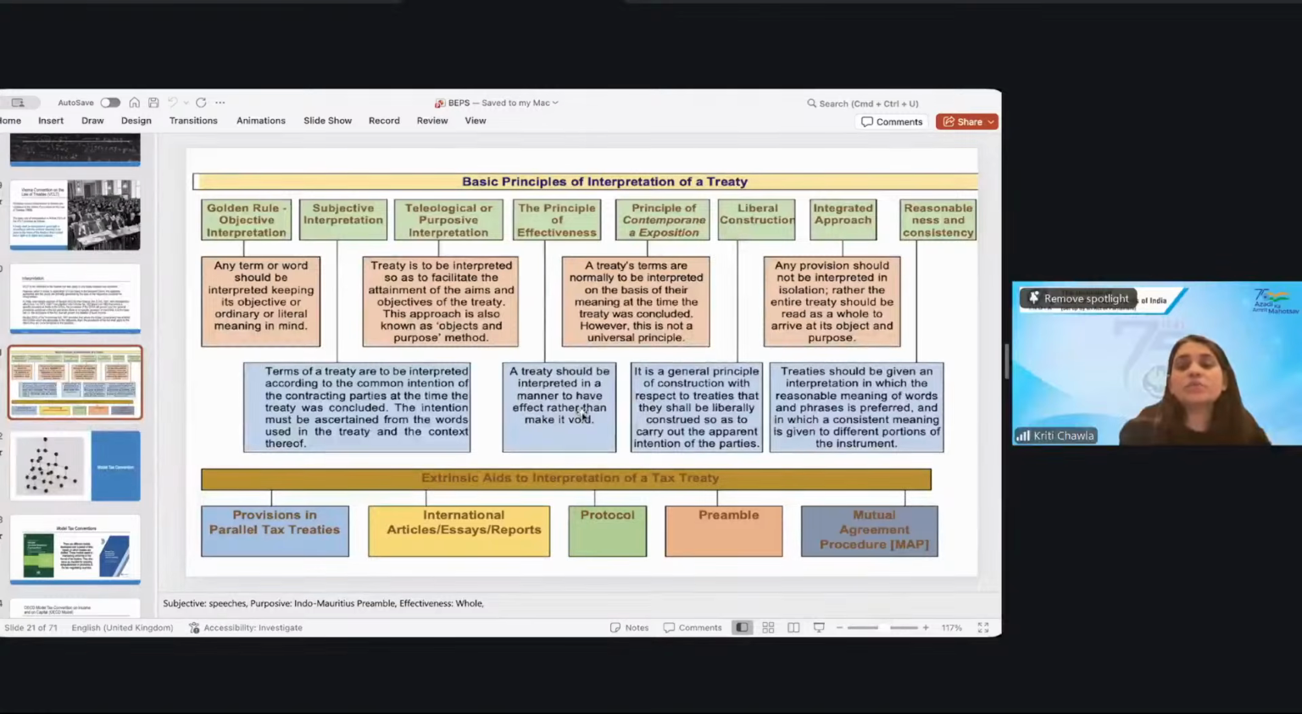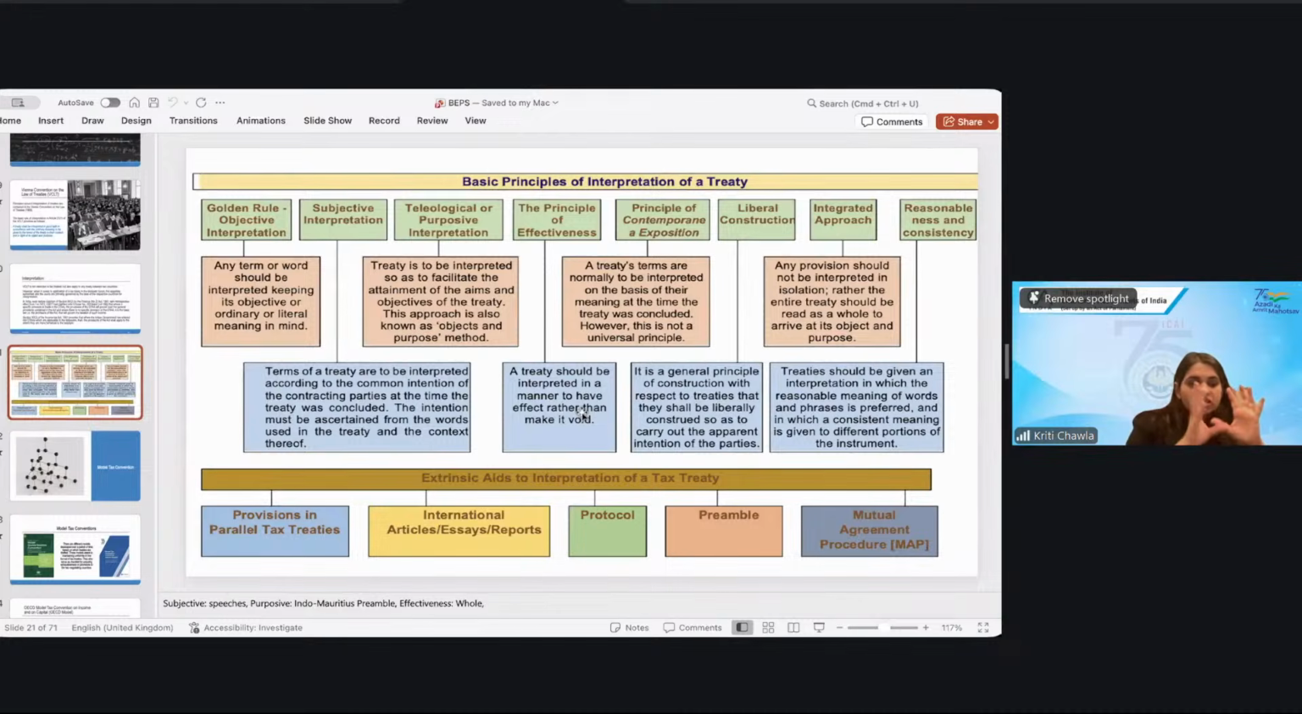Integrated approach. Now, no provision should be interpreted in isolation. As we mentioned, the entire treaty should be read as a whole to achieve its purpose and its objectives. And finally, there is something called as reasonableness and consistency. So treaties should be given an interpretation in which the reasonable meaning of the words and phrases is preferred, and in which a consistent meaning is given to different portions of the instrument.